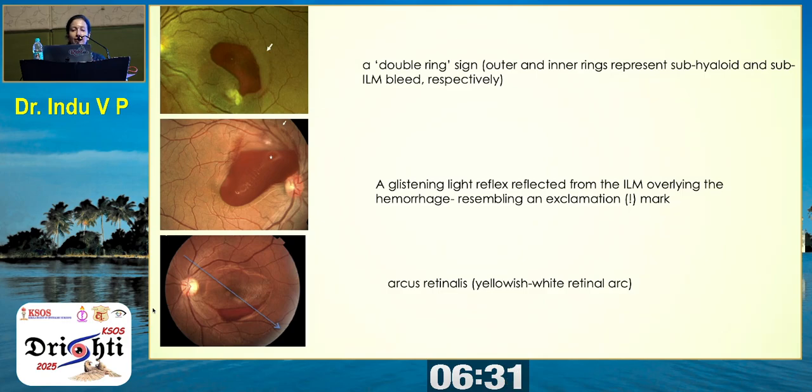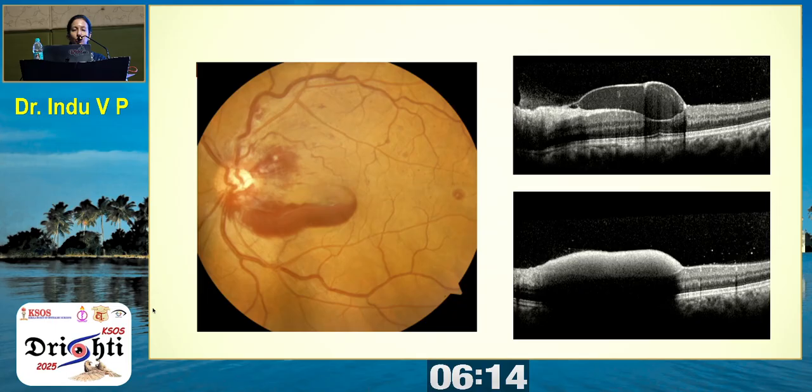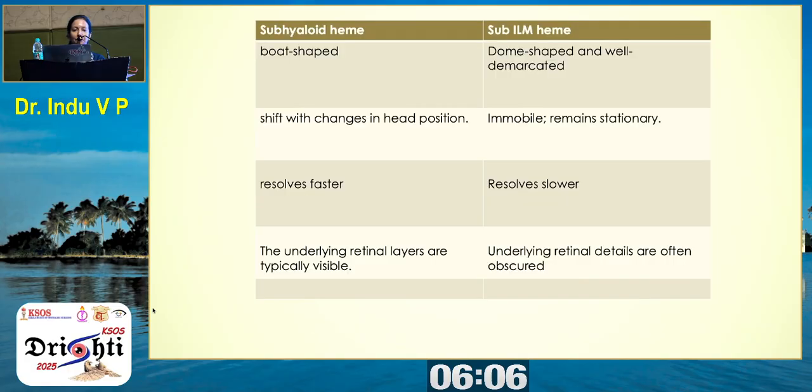There are a few signs that you can look for. One is called a double ring sign, when there is both a sub-ILM as well as a subhyaloid hemorrhage. Two, an exclamation mark sign, which is a glistening light reflex on the ILM. And three, an arcus retinalis, which is a white ring at the edge of the ILM bleed. So this is an OCT of an ILM bleed. You can see the taut ILM which is separated, and the blood is so dense it causes shadowing posteriorly.